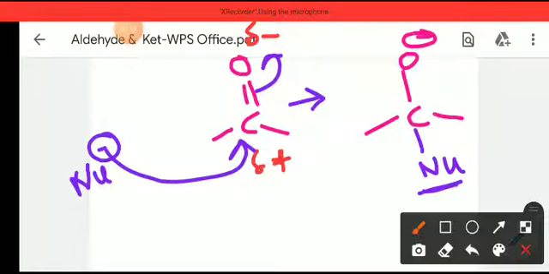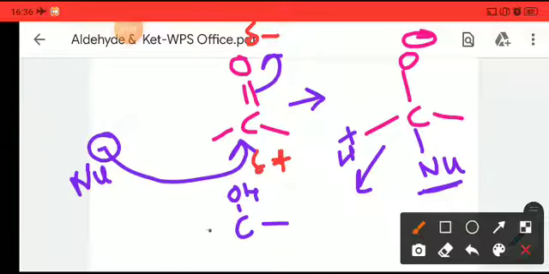And after hydration, that is after reacting with H plus or H2O, it will give C-OH and the nucleophile. This O minus will be protonated and it will form OH, an alcohol. Okay, so let's give some examples to be more clear about this mechanism as well.